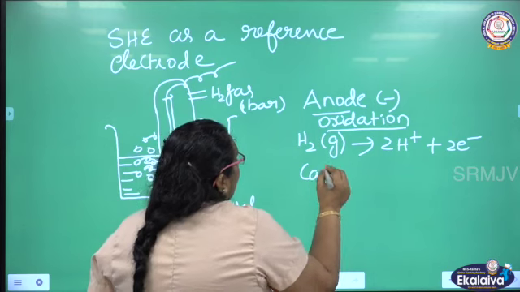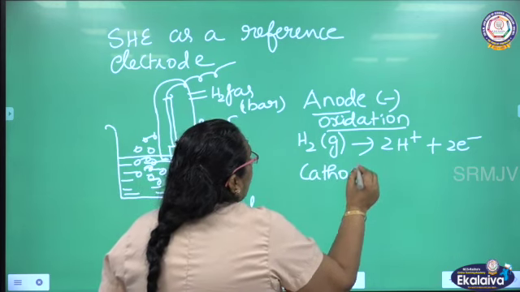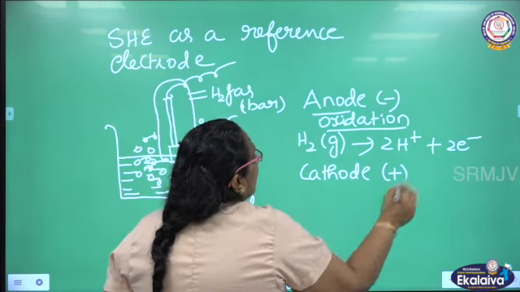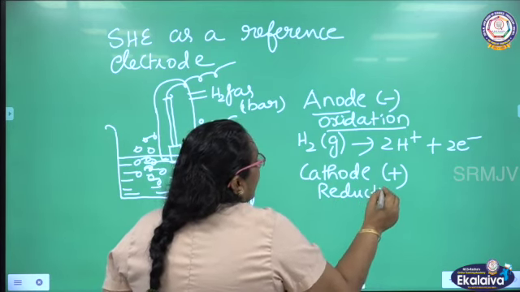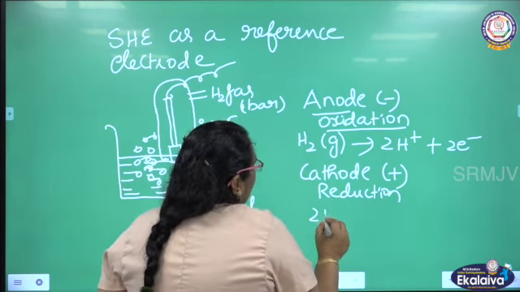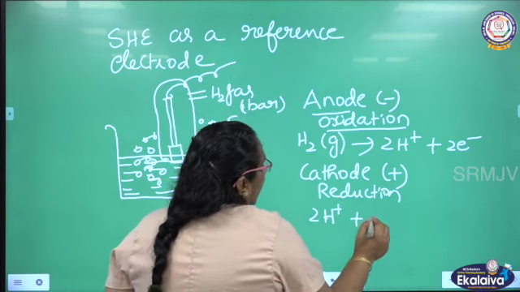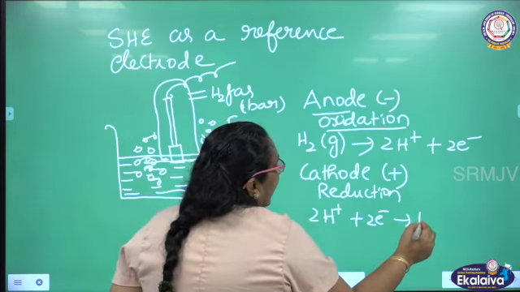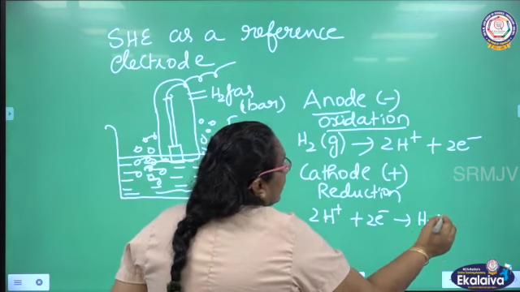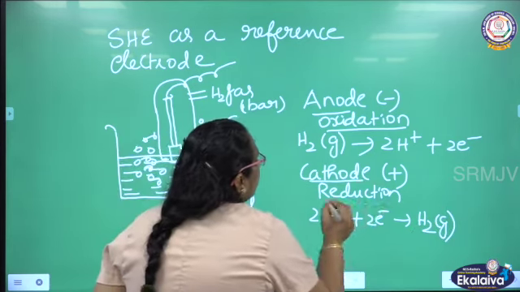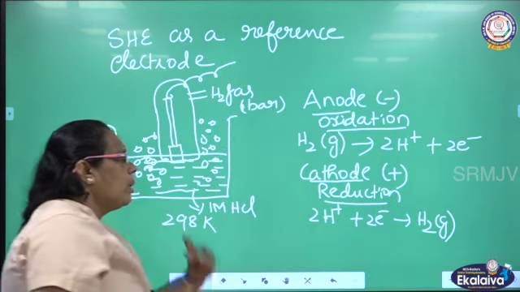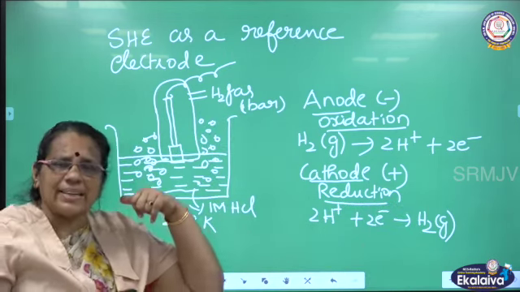What is the reaction taking place at the cathode, which is the positive terminal? Reduction is taking place. What is the reduction reaction? Hydrogen ion gains electron and becomes hydrogen gas. This is the reaction taking place at the cathode. So at the cathode, reduction is taking place, whereas at the anode, oxidation is taking place.